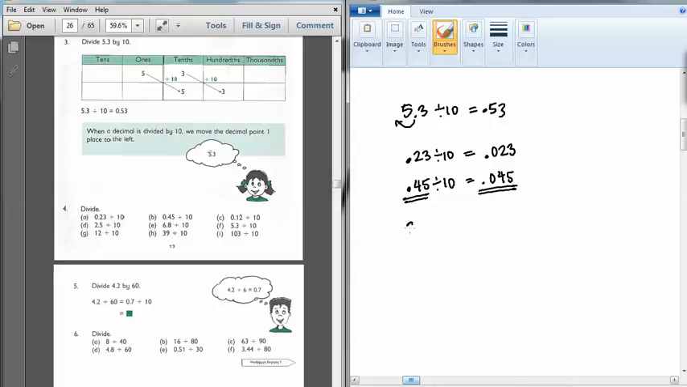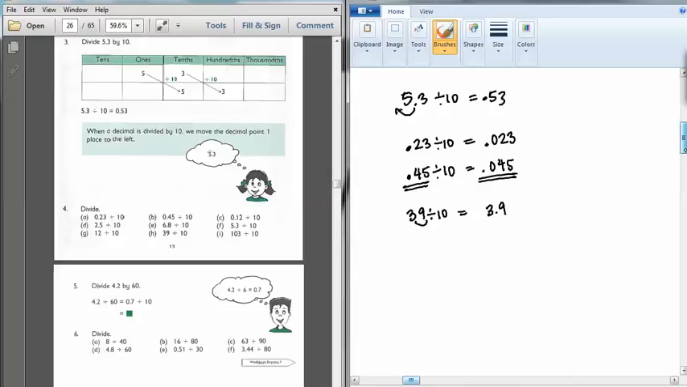Or let's try this one. 39 divided by 10. That would be, move that decimal place one time to the left, 3.9. 3.9 is much smaller than 39, and it's because you took 39 and divided it into 10 pieces. 3.9 is the size of the piece that you would get after you divided it. Bada bing, bada boom, I'm done.